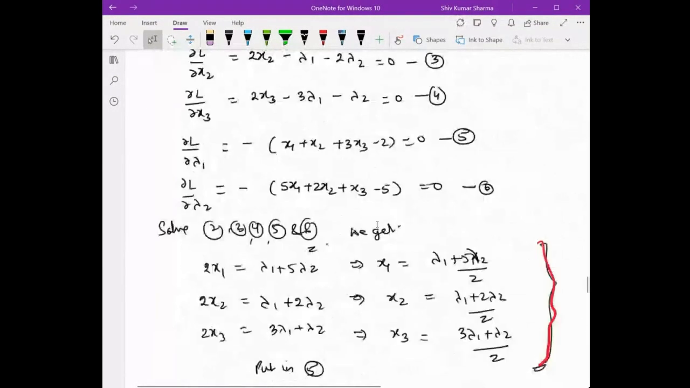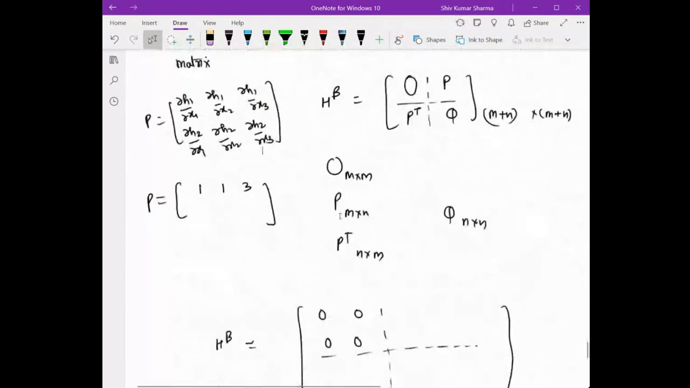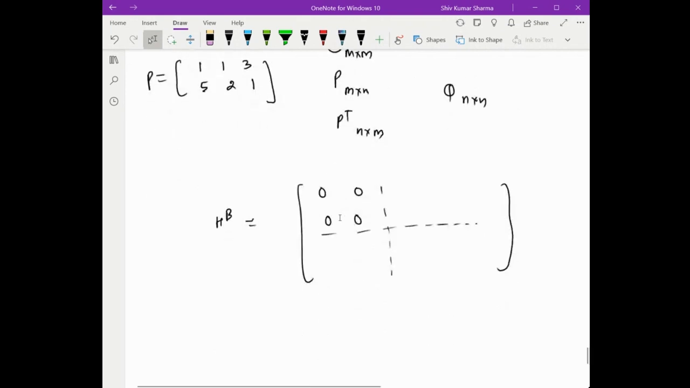So again, h2 with respect to x1, x2, x3 gives 5, 2, 1. So this is the matrix P. We mention here 1, 1, 3, 5, 2, 1, and here also 1, 1, 3, 5, 2, and 1.